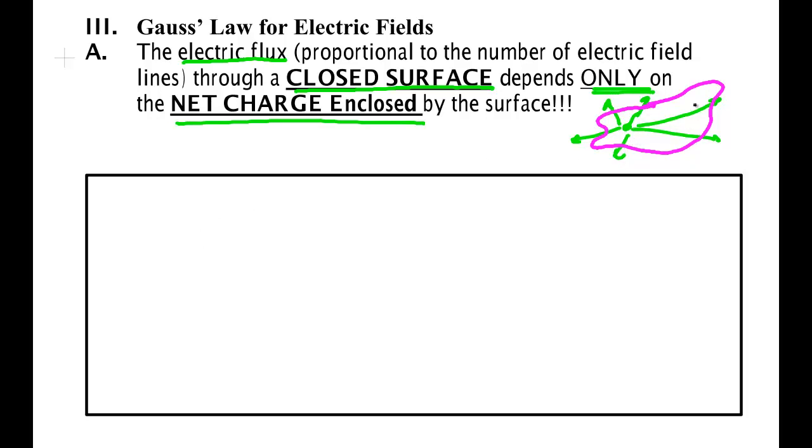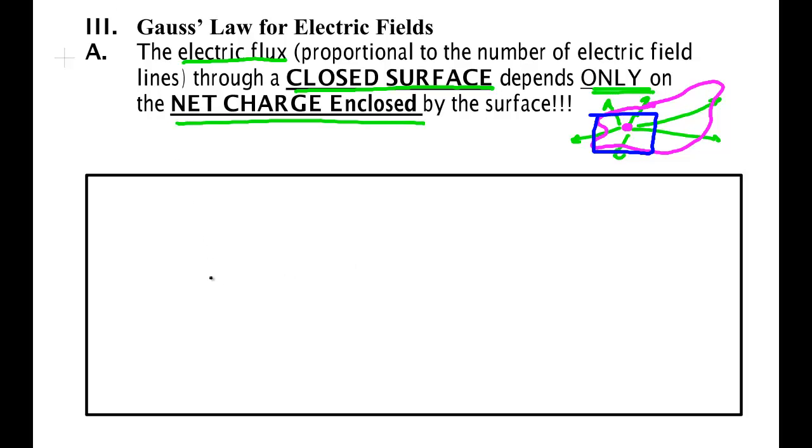The flux for those green lines going out would depend only on the amount of charge inside and not on the shape. So if you drew different shapes like this blue shape and that purple shape, they have the same flux through them. They don't have the same electric field at different points. They don't have the same area, but they have the same flux. This is the essence of Gauss's law.